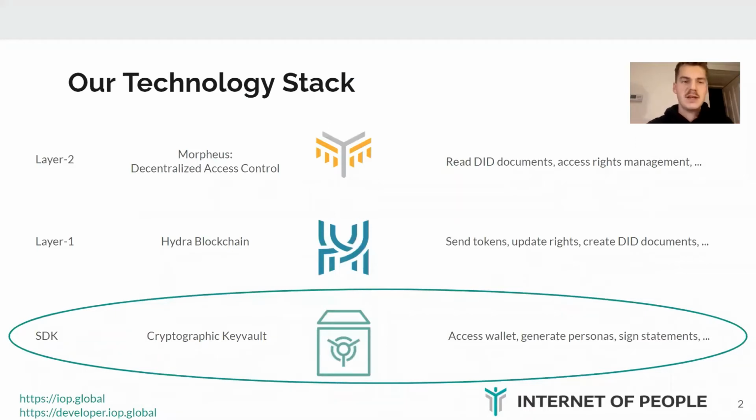Here on this slide, you can see the IOP technology stack. At the base of it, you find a cryptographic key vault. So you can already see that it is a very important part of our SDK. As you can see, the cryptographic key vault can be used to access this digital wallet, generate personas, so generate identities for yourself, sign statements proving that you own a specific identity, and so on and so forth.